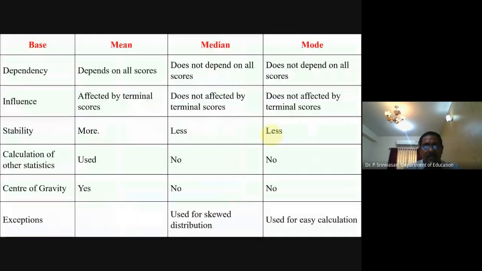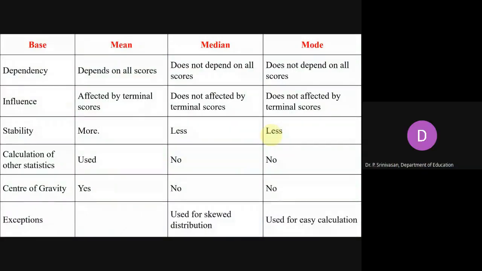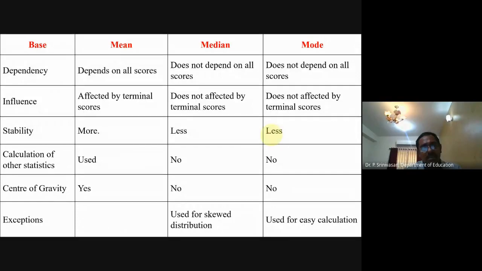See, I always say whenever you go for differentiation or distinction, always have one column titled base. Based on the base, or concerning the base, you have to differentiate the other things. So the first base is dependency. Mean depends upon all data, median does not depend on all data, mode also does not depend upon all data.